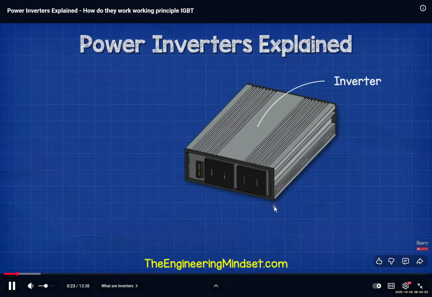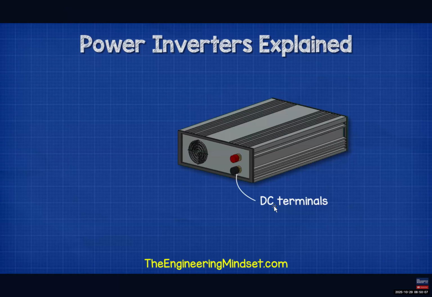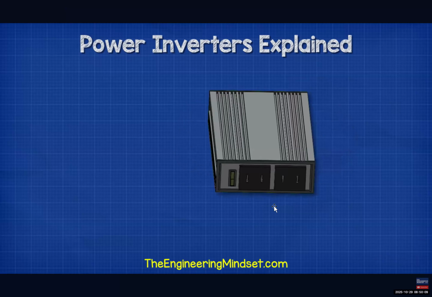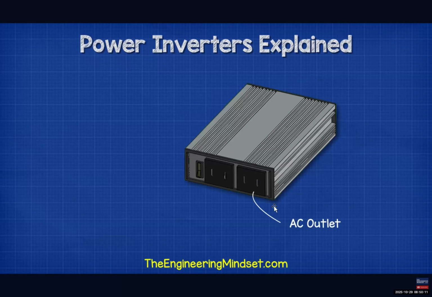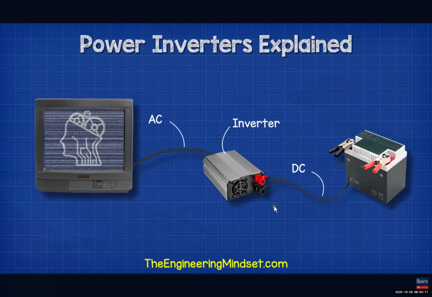A typical inverter looks something like this. It has some red and black DC terminals on the back end, and on the front end we find some AC electrical outlets. That's because there are two types of electricity. There is AC and there is DC. An inverter is used to convert DC, or direct current, into AC, alternating current.